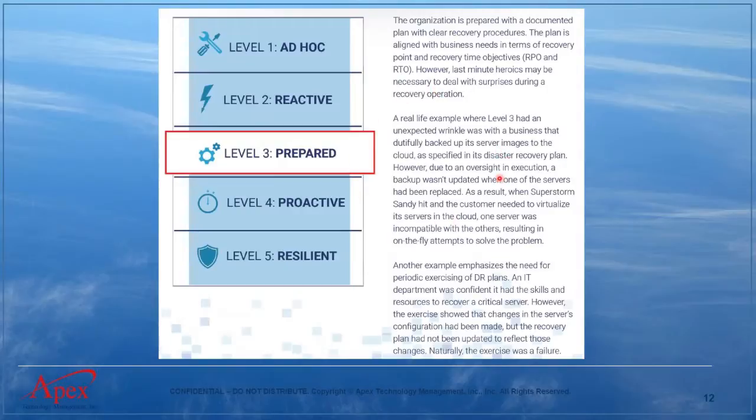One of the examples that we have in here was somebody at a level 3. They were doing a great job backing up their servers. They were using image backups off to the cloud. However, they weren't updating some of the information on how they did some things on a server. And when Superstorm Sandy hit on the East Coast, they were able to virtualize their server in the cloud, but because they didn't do some of those updates, one of the servers was incompatible with the others. They weren't communicating, and they had to scramble and make some updates before the business could be up and running. So they were able to recover. However, it took a little bit of extra time after the downtime to bring them up.